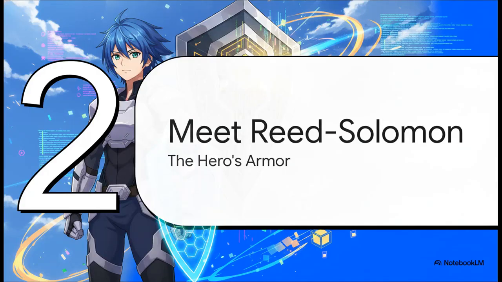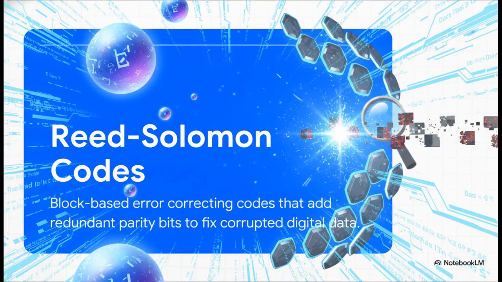Moving to Section 2, meet Reed-Solomon codes, the hero's armor. Let's officially put a name to this invisible shield. We call them Reed-Solomon codes. They're a specific type of block-based linear error-correcting code, essentially digital armor. They take a block of your data, slap some extra redundant bits onto the end of it, and use that mathematical extra baggage to perfectly rebuild the original data if it gets smashed up in transit. They don't just spot errors, they actively fix them.